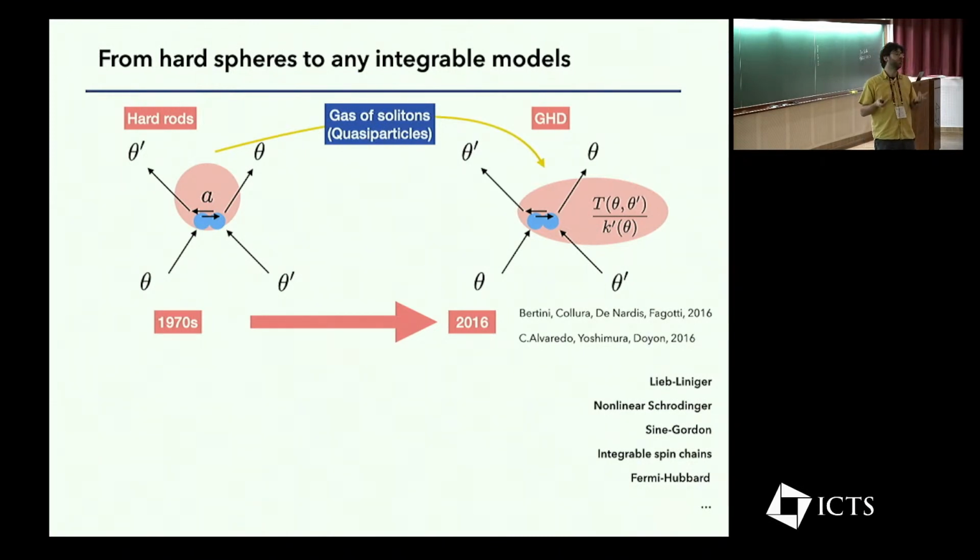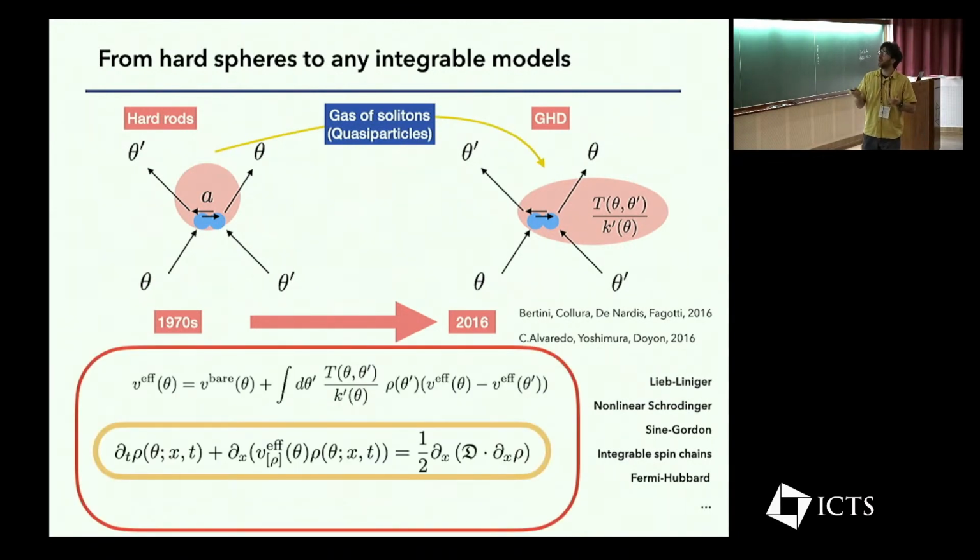And scattering is only two-body scattering. So that's another definition of integrability. Models that include this class are indeed Lieb-Liniger, nonlinear Schrödinger, sinh-Gordon, and any integrable spin chain, Fermi-Hubbard, and so on. And so that really opened like a Pandora's box of opportunity, because we understood that this equation that was initially written in the 80s for hard rods actually is valid for a huge class of models, because they all share the same renormalization of the velocity in terms of scattering shifts, and also the same type of diffusive spreading.